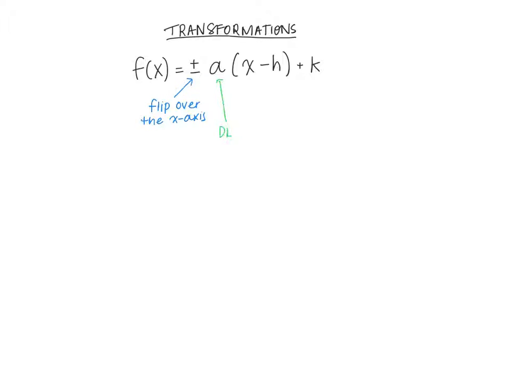Our dilation. So what the dilation means is that if I have a whole number, so if I had the number 2 right there, that means I would have a vertical stretch. But if I have a fraction, like 1/2, or a decimal, 0.5, that means I'm going to have a vertical compression.